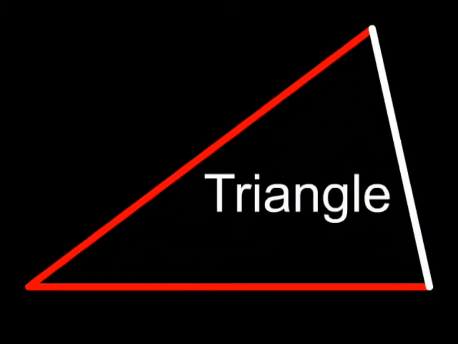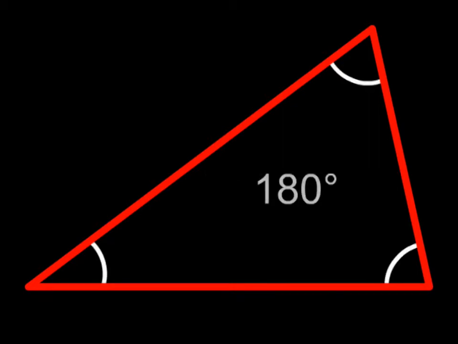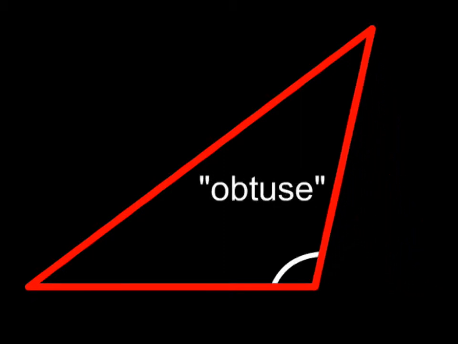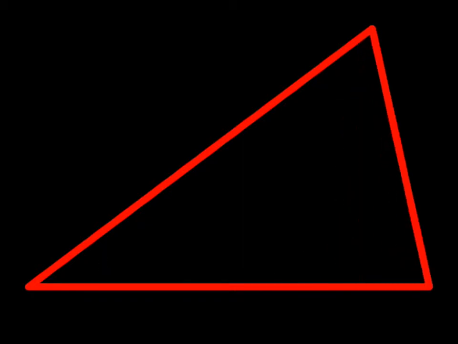A triangle is a three-sided figure having three corresponding angles. The sum of the angles is always 180 degrees. Angles less than 90 degrees are called acute, and angles greater than 90 degrees are called obtuse. A triangle may have one obtuse angle, but always has two or three acute angles.